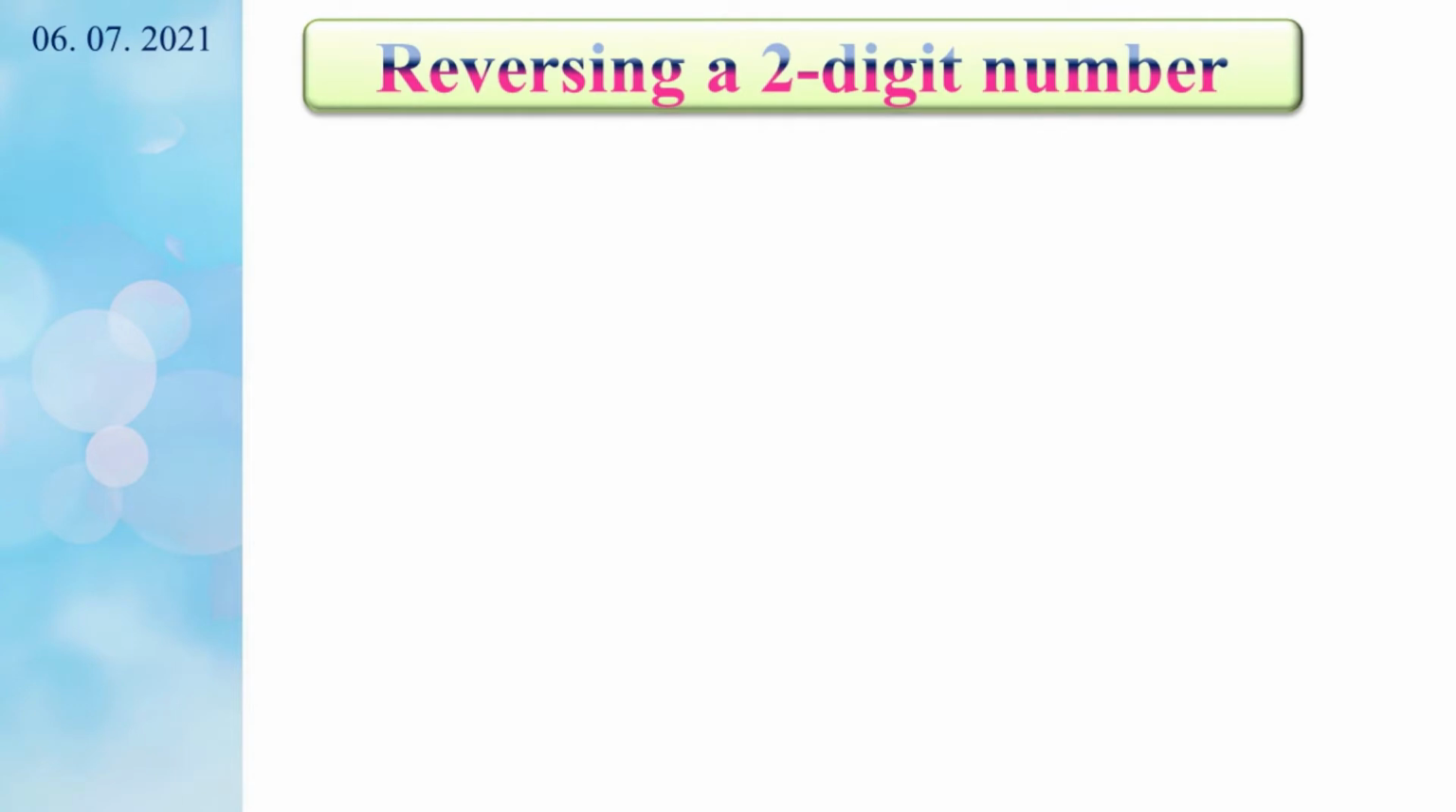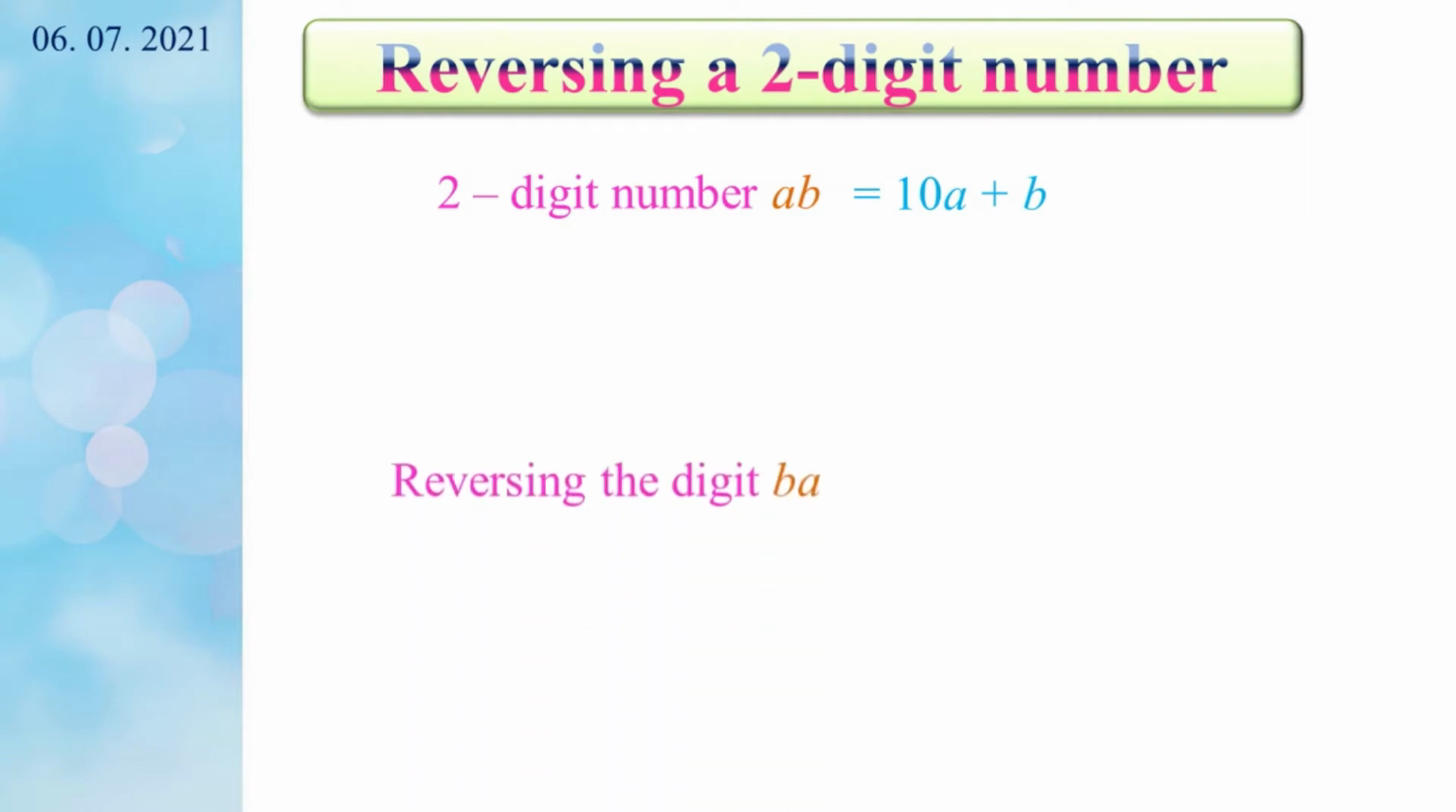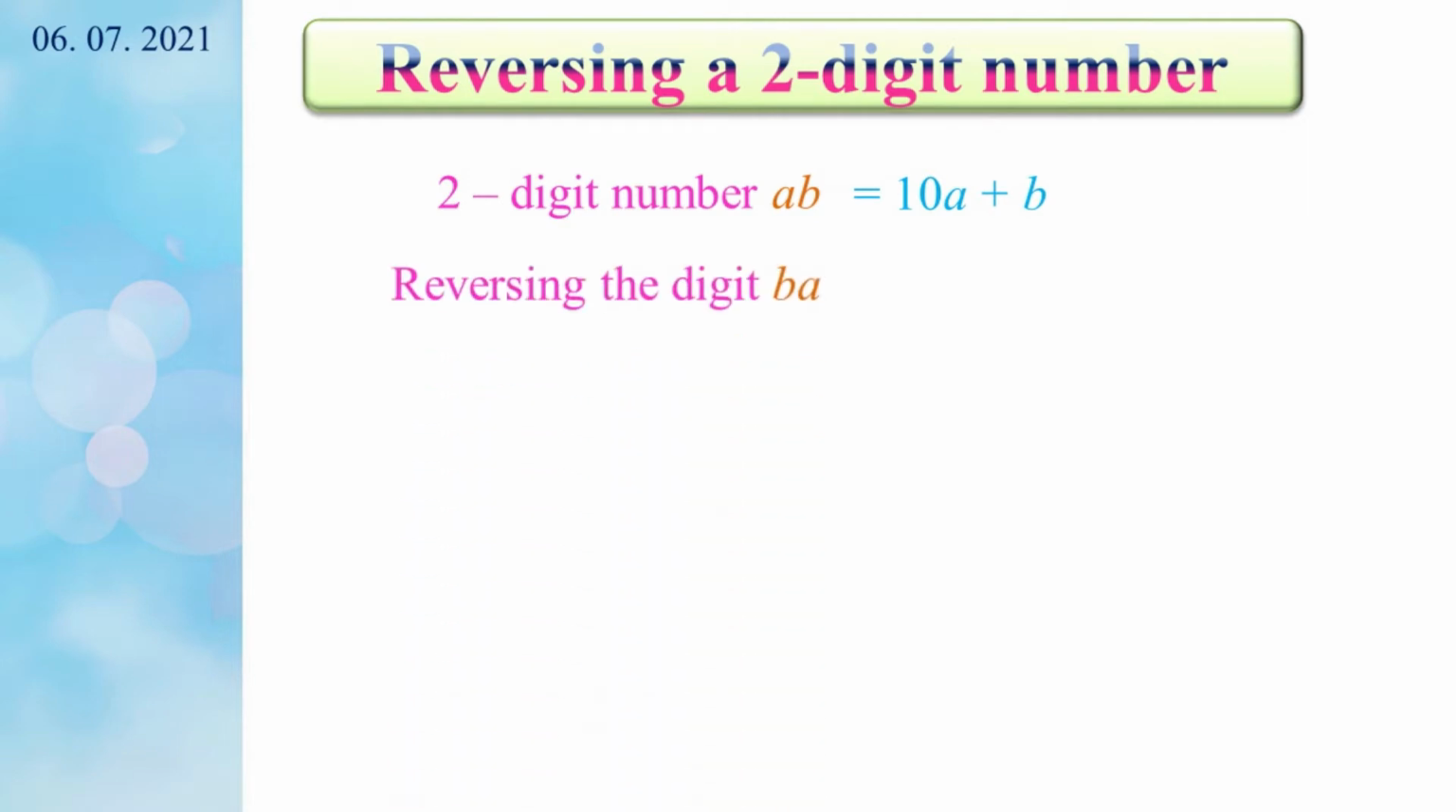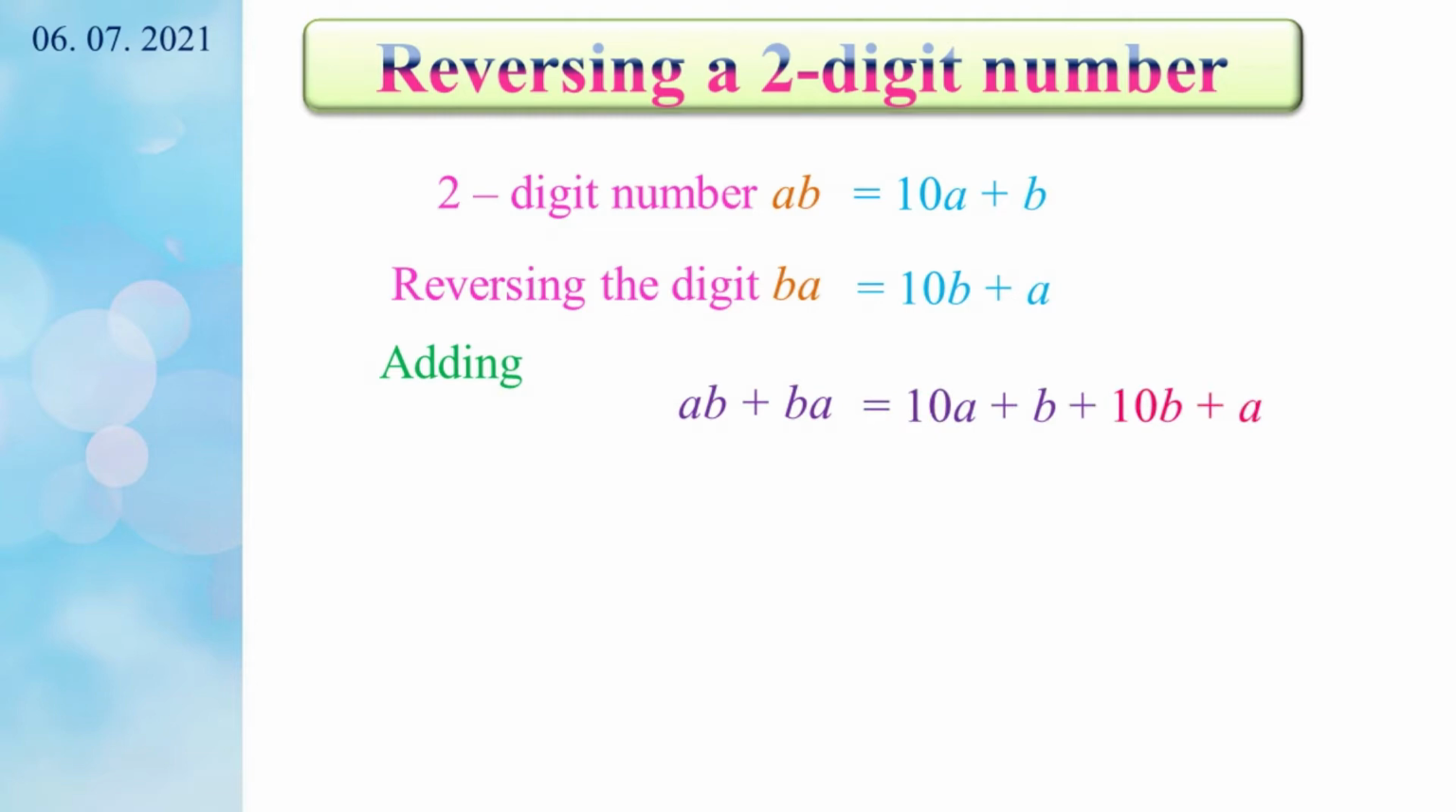Now we see games with numbers: reversing the digits of a 2-digit number. Consider a 2-digit number AB. The expanded form of AB is 10A plus B. On reversing its digits, we get another number BA. What is the expanded form of BA? Yes, 10B plus A. Now adding the two numbers, AB plus BA equals 10A plus B plus 10B plus A.